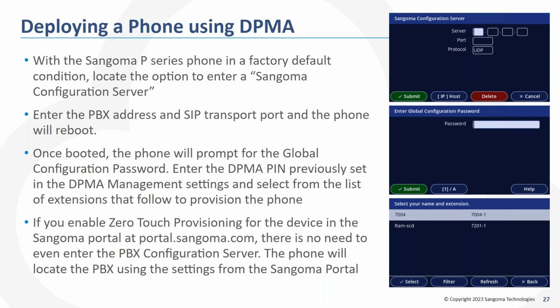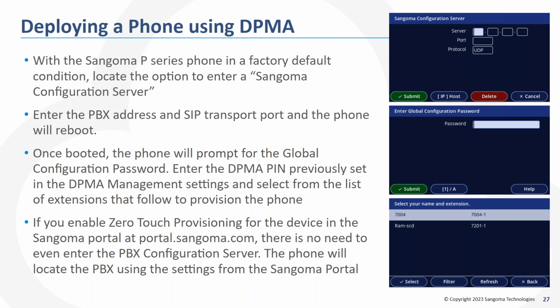So once those settings have been done, with the Sangoma P-Series phone in a factory default condition, when it boots for the first time, you will see the option to enter a Sangoma configuration server. If you select that, you will see the screen cap on the upper right. You will have an option to enter the PBX address, which need not be anything more complex than just an IP address. Choose the SIP transport port that is set on the server. Default is 5060. And choose whatever protocol you wish to use to provision the phone for the first time.